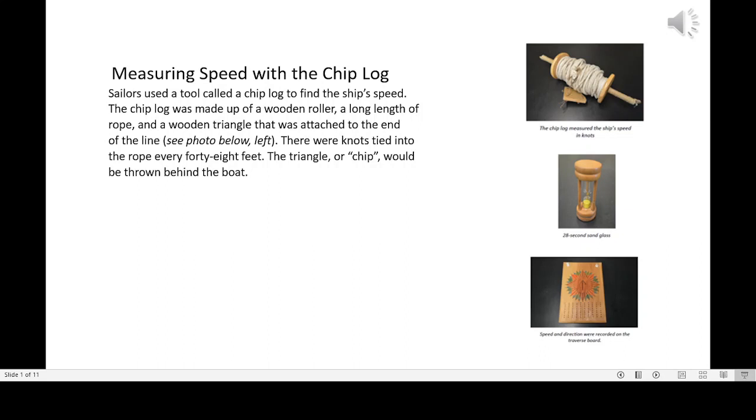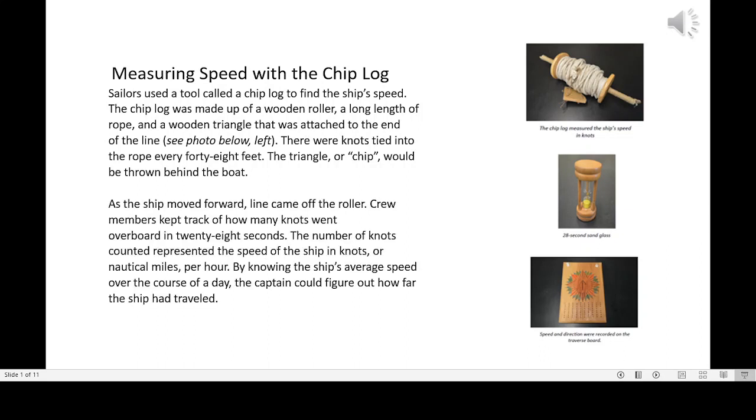The triangle, or chip, would be thrown behind the boat. As the ship moved forward, line came off the roller. Crew members kept track of how many knots went overboard in 28 seconds. The number of knots counted represented the speed of the ship in knots, or nautical miles, per hour. By knowing the ship's average speed over the course of a day, the captain could figure out how far the ship had traveled.